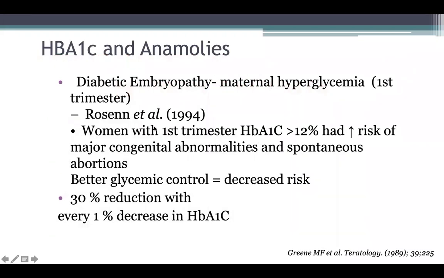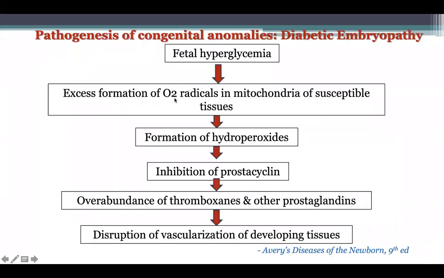So HbA1c level is very much predictive. If the mother's HbA1c level is more than 12, uncontrolled diabetes during the first trimester, then major congenital anomalies will occur. Better glycemic control, decreased risk. For example, a 30% reduction with every 1% decrease in HbA1c. So HbA1c in the first trimester will always predict your diabetic embryopathy. So remember this.